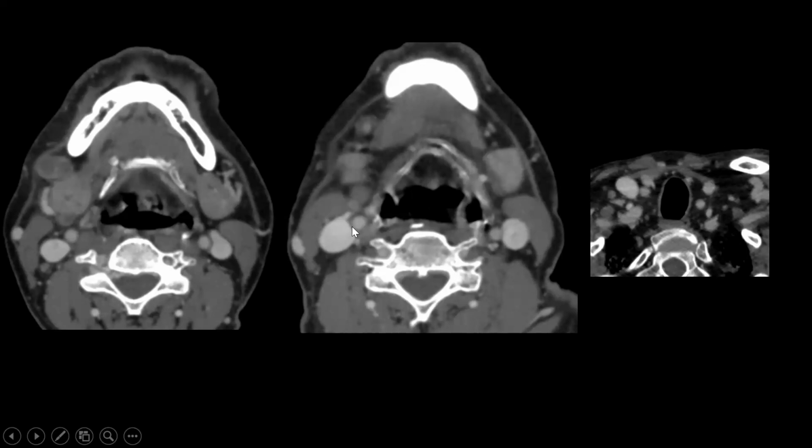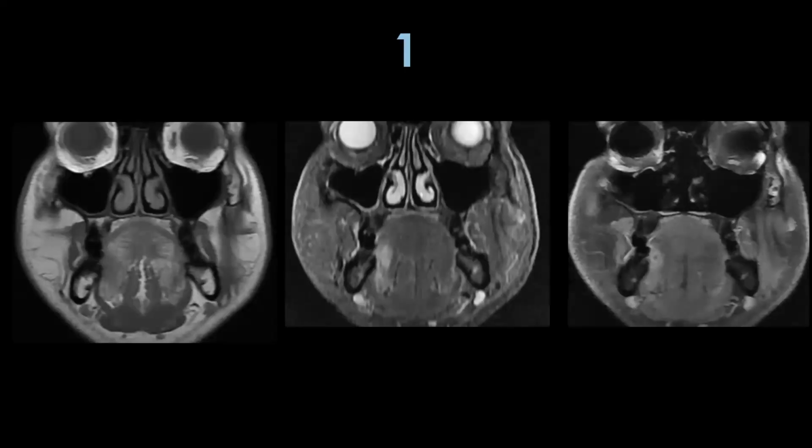When we see the jugulodigastric region, we see the carotid and the jugular, and then we see the lymph nodes along that and pick up abnormal lymph nodes. Now MRI cases. Again, we'll start off with straightforward cases.